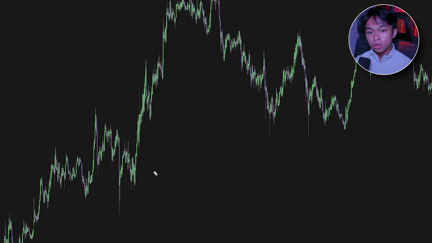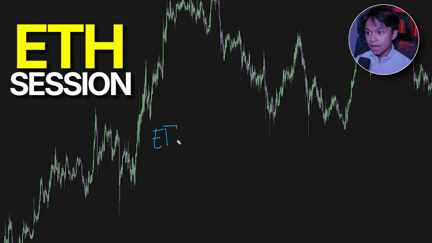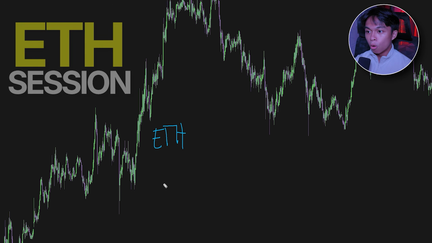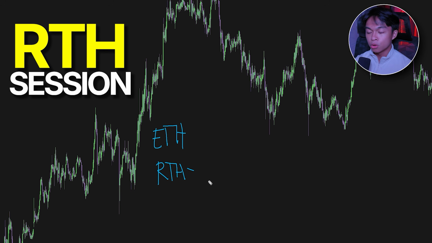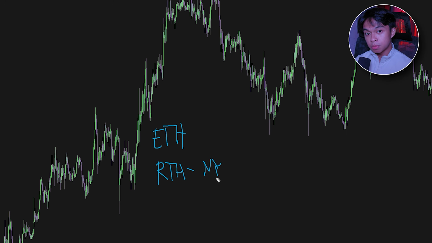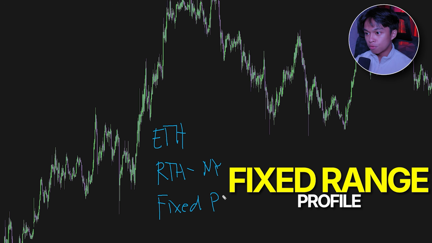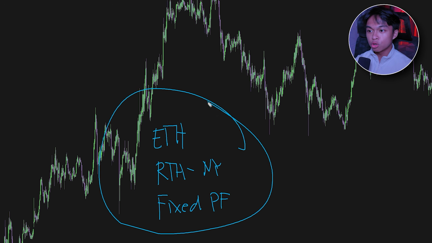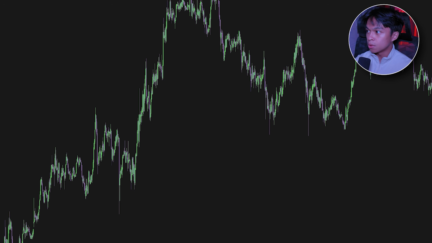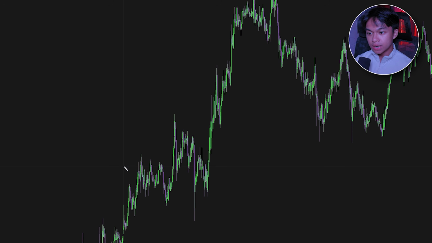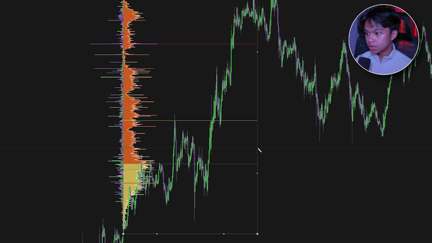So there's actually multiple ways for you guys to mark your volume profile. One is by marking it during the ETH session, which is electronic trading hours, or the RTH session, which other people would call the New York session. Or if you're pretty much experienced and you have confidence with what you can do and how you can read the price action, then you can use the fixed range profile, right? Fixed profile like this. So let's try to jump into ETH first, which is something that I really love using. So the market opened at 6 a.m. for me and it closes 6 a.m. the next day, kinda like this.